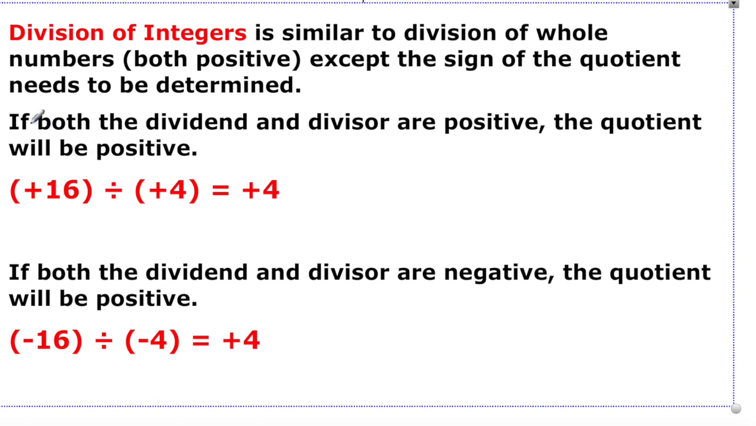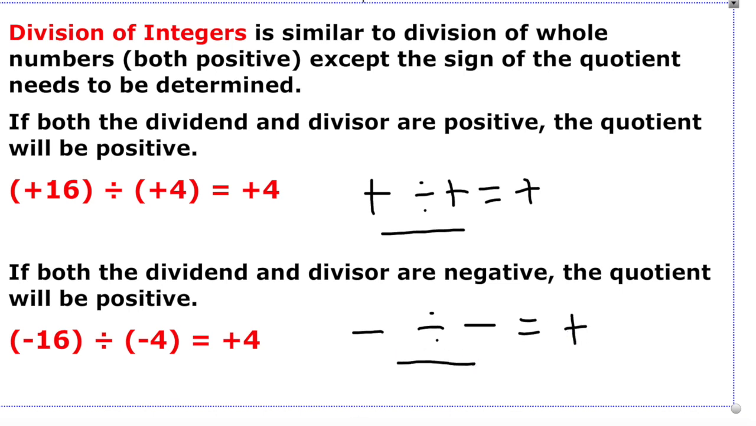Okay, so if both the dividend and the divisor are positive, the quotient will be positive. All right, so positive divided by positive is going to be a positive. So if we look here, positive divided by positive equals a positive, like signs. And if both the dividend and the divisor are negative, the quotient will be positive. So negative divided by a negative equals a positive. Again, like signs. We've done this before. We've done this in multiplication.